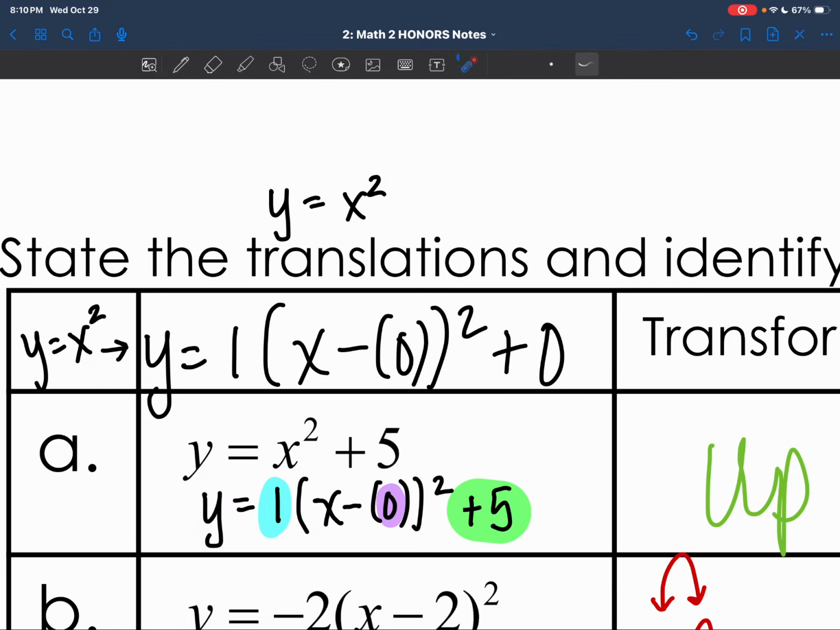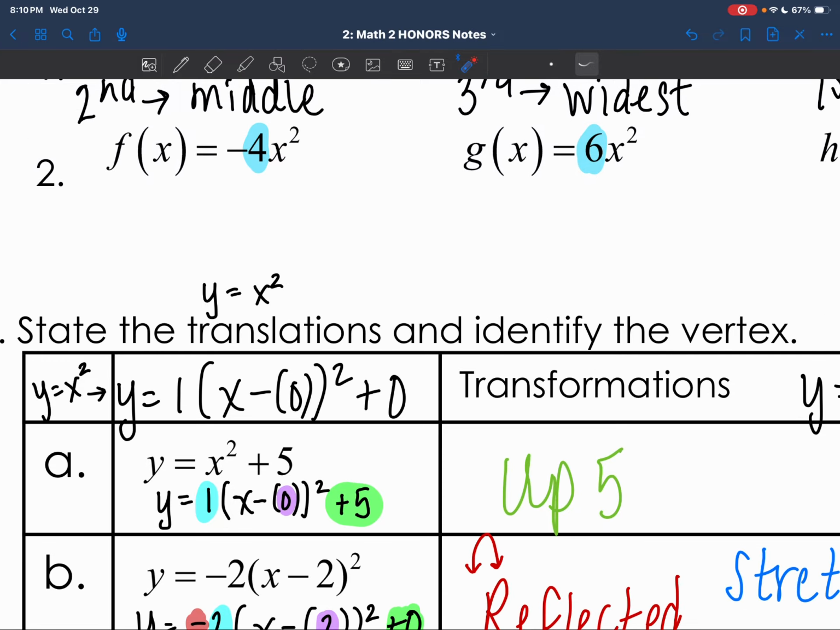Well, we don't know what h is. So h is 0 because it's the x squared. So this is really x minus 0 squared. We don't have an a. So since there's no a listed, we know a is 1. And then this is your k, which is positive 5.